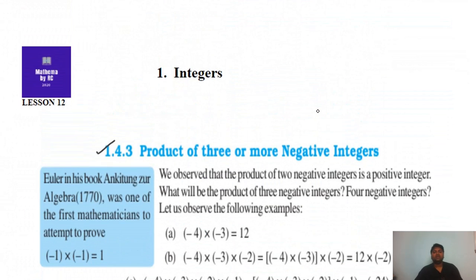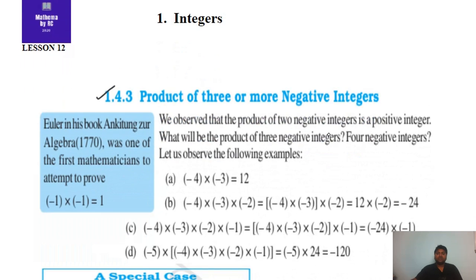So here we get the product of three or more negative numbers. In the previous class we discussed two negative numbers, and we observed that the product of two negative numbers is a positive number. What will be the product of three negative numbers, or four negative numbers? Minus 4 into minus 3 is 12. Minus 4 into minus 3 into minus 2: minus 4 into minus 3 gives plus 12, and 12 into minus 2 gives minus 24. We get a negative term because plus into minus is minus.